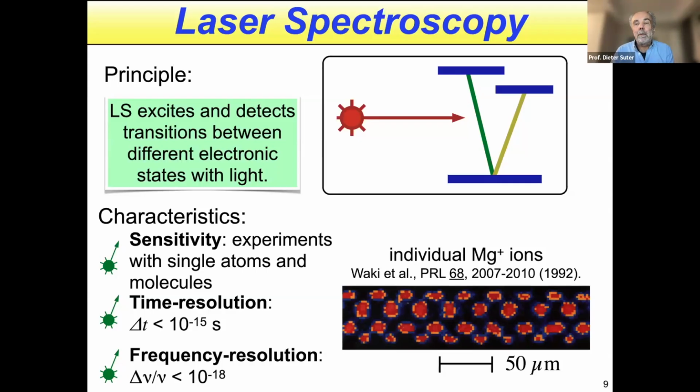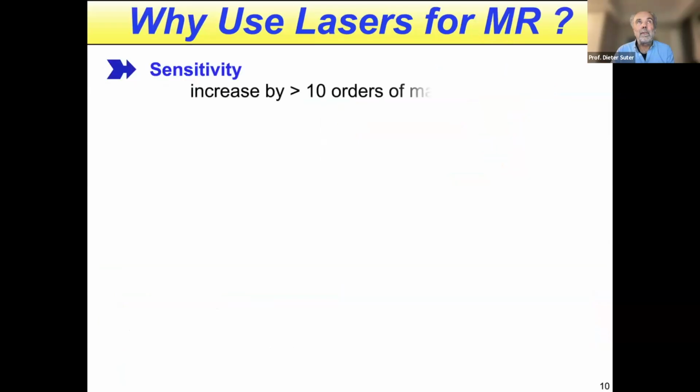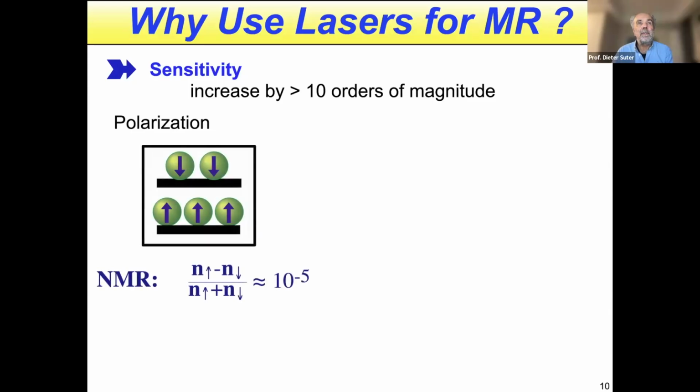So why should we use lasers for magnetic resonance? I already mentioned the sensitivity, which can be increased by many orders of magnitude, reaching the single spin level. And the reason for this sensitivity increase consists mostly of two parts. One is that you can increase the polarization. So in nuclear magnetic resonance at room temperature, you typically have a relative polarization on the order of 10 to the minus 5 to 10 to the minus 4.